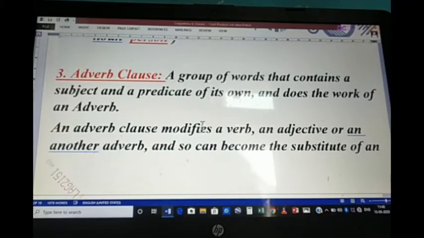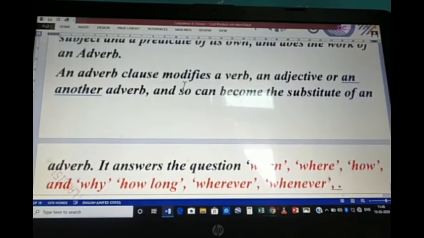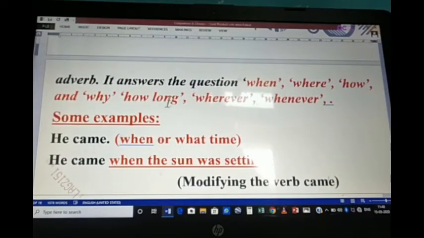Adverb clause also does the same, but it contains a subject and a predicate of its own and does the work of an adverb. So what is an adverb clause? An adverb clause is having a subject and a predicate of its own and does the work of an adverb. Some examples are here and we will understand what it is. It answers the questions when, where, how and why.